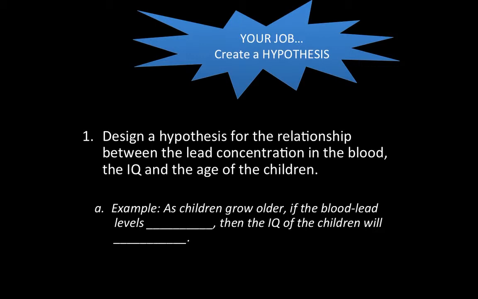Here is an example with some blanks you could fill in. As children get older, if the blood levels blank, then the IQ of the children will blank. This is an example hypothesis that would look at the blood lead concentration, the IQ, and the age of the children. You are welcome to use this example to fill in the blanks, or if you would like to create your own, by all means. Make sure your hypothesis is in the if-then format.